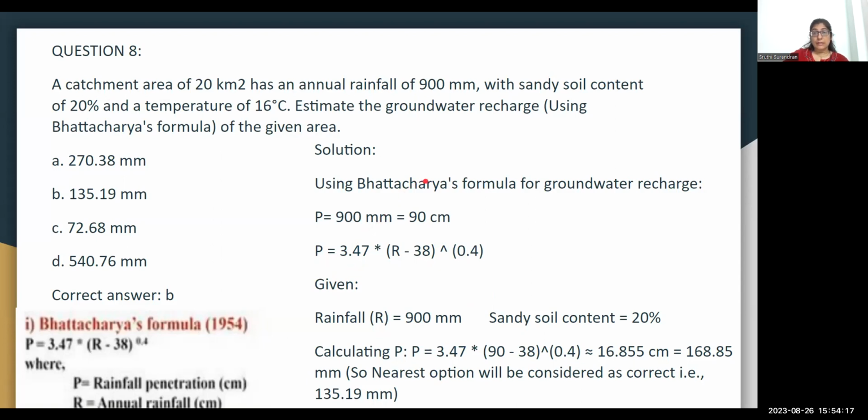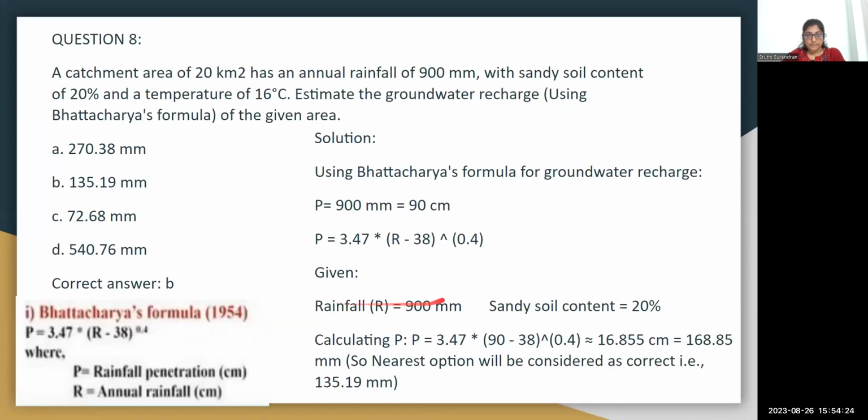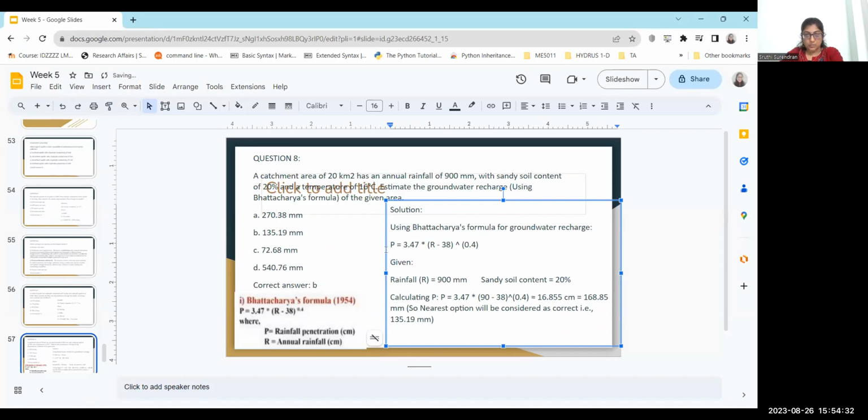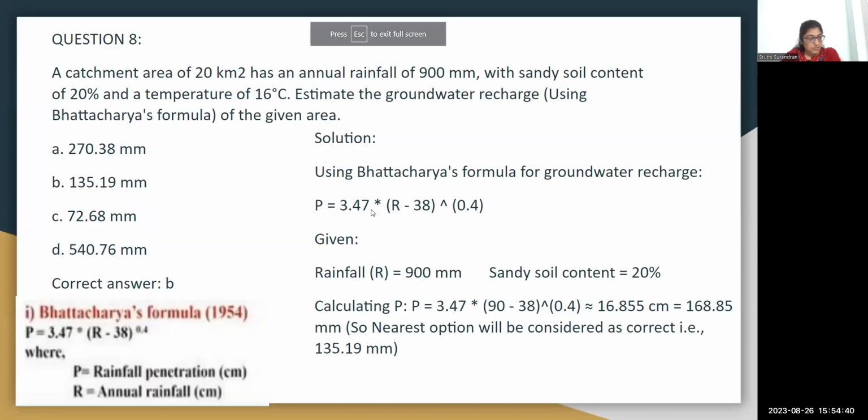Oh, sorry. Groundwater recharge has been asked. So you're supposed to find P. This part is wrong. Again, let me correct it over here. This is not right. P is not equal to 900. R, the annual rainfall, is 900 and we have to find P. So 3.47 into 90 minus 38, the whole power 0.4 is giving us 16.855 centimeter, which is equal to 168.55 millimeter.